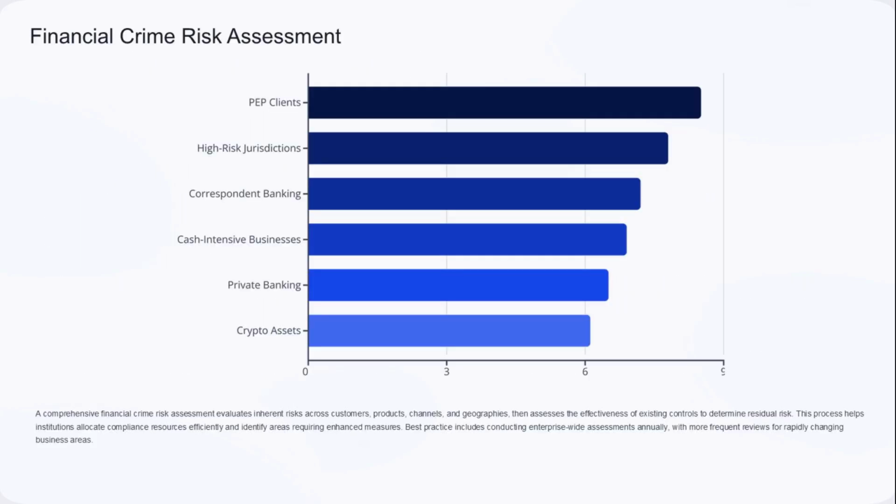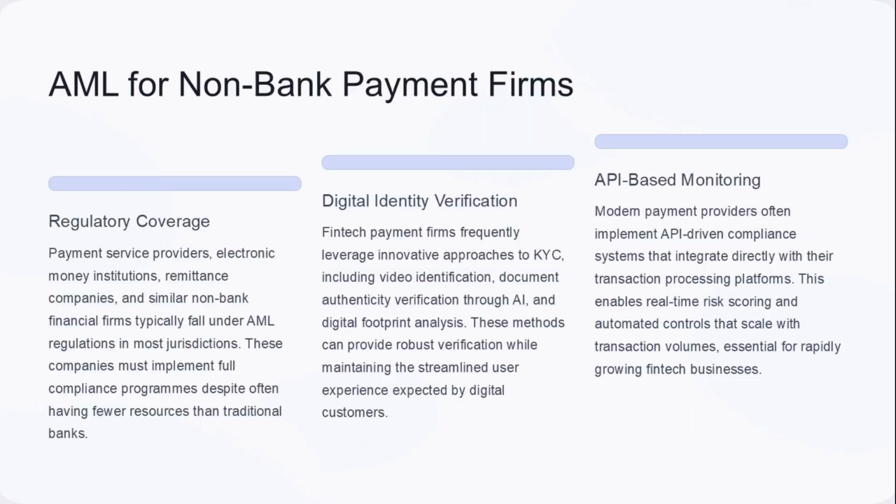A comprehensive financial crime risk assessment evaluates inherent risks across various sectors and jurisdictions. This process helps institutions allocate resources efficiently and adjust strategies, ensuring enhanced AML measures and effective risk management in a dynamic business environment. Non-bank payment firms, including service providers and electronic money institutions, must adhere to AML regulations across most jurisdictions.